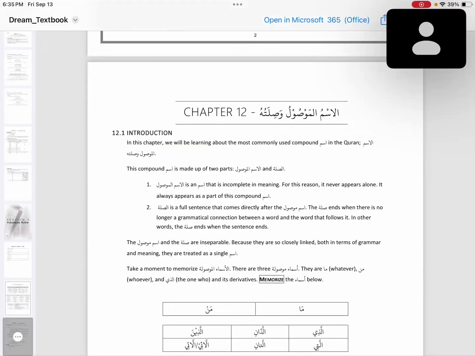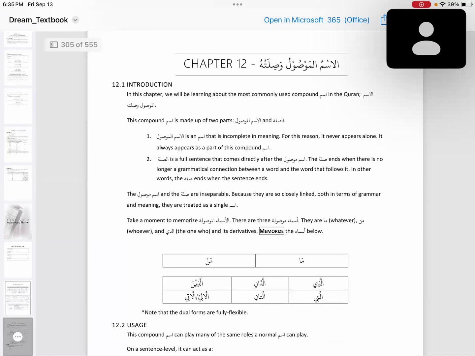Bismillahirrahmanirrahim. Today we are going to start with the revision of advanced Nahw. We are going to start with chapter number 12, Ismul Mawsulu wa Silatuhu. In this chapter, we will be learning about the most commonly used compound ism in the Quran, al-Ism al-Mawsul wa Silatuhu.